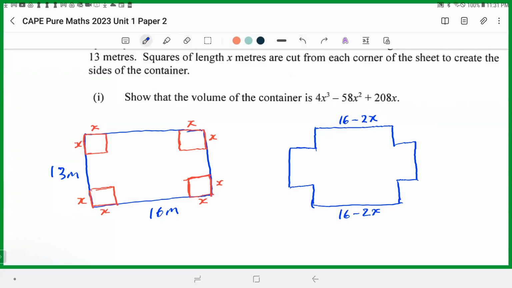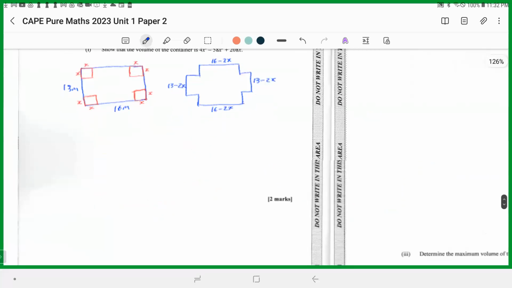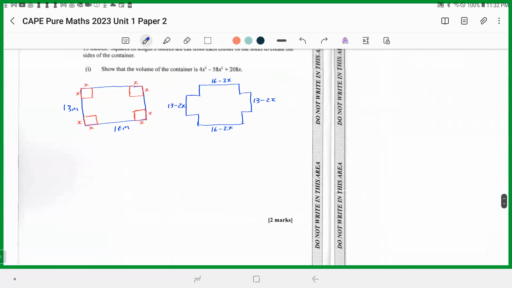It was 13 originally, so what I have left is 13 minus 2x. Just 13 minus 2x, and this is 13 minus 2x as well. That's what you have left after you cut out the corners. It's 2 marks for it, but you have to understand what is happening. It's easy enough.